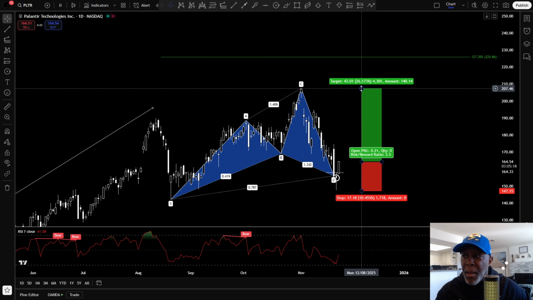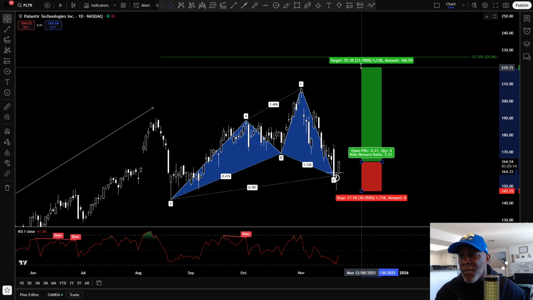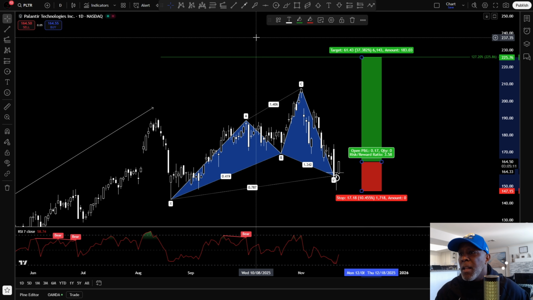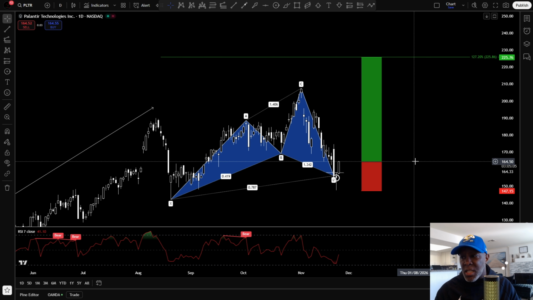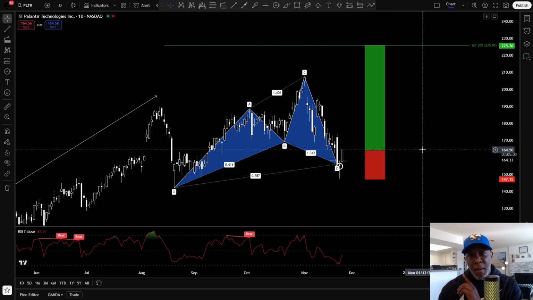Who doesn't think that Palantir is going to hit $225 and it's already been at 207? Who doesn't really believe that? Okay, looking at that being our actual target, now you are in 3.6 to 1 risk versus reward. This is absolutely phenomenal.